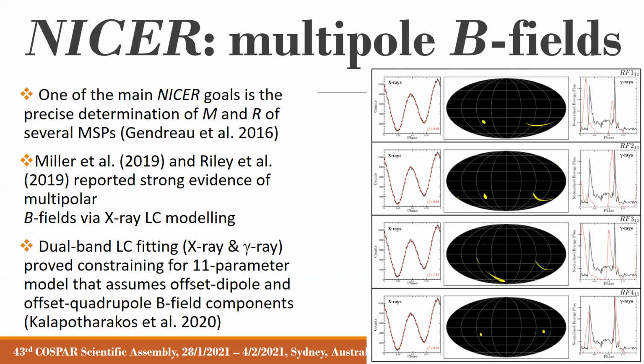Now, this paper by Kalapotharakos and company shows that one can actually fit the X-rays and the gamma-ray light curve and the implied hotspots on the polar cap surface, which is not antipodal at all by any means, using an 11 parameter model that invokes a dipolar and a quadrupolar B field structure. And so by using different constraints from different wave bands, one can actually constrain the multipolar field and the way it is set up and the geometry of this field.